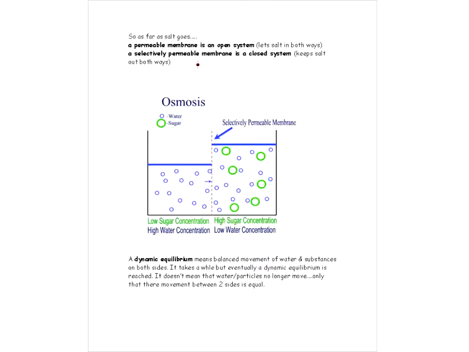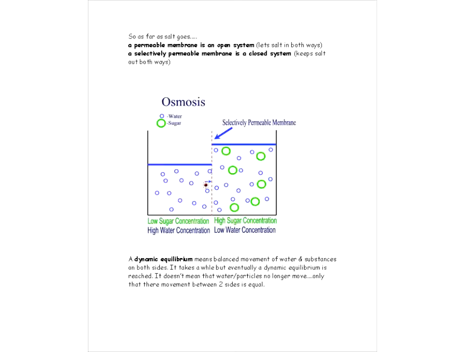Okay, we also talk about something called the dynamic equilibrium. Equilibrium means balanced, and it's the balanced movement of water and other substances. So, for instance, minerals could pass in and out of this, even though sugar can't. So it takes a while to get to a dynamic equilibrium. But eventually you get to a dynamic equilibrium.